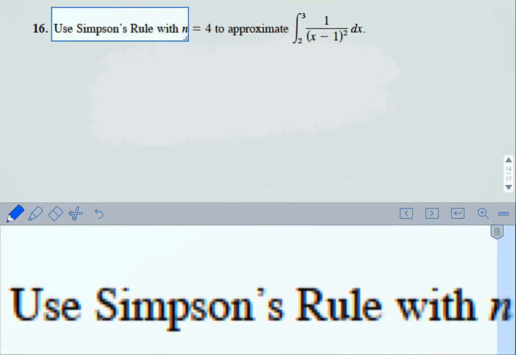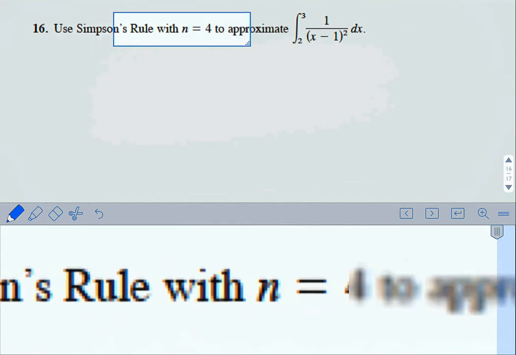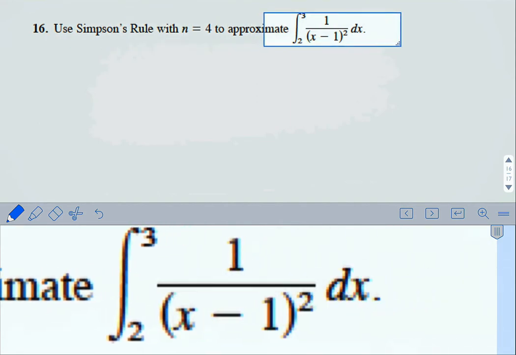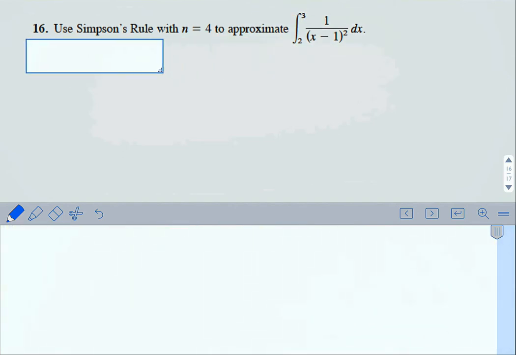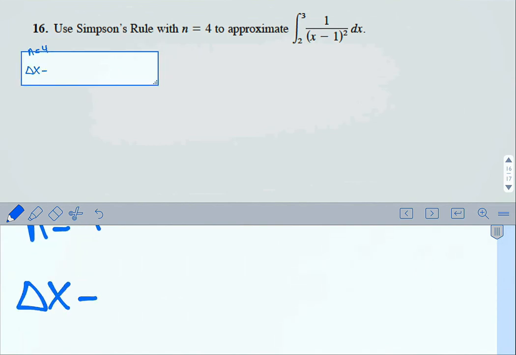In this example, we're going to use Simpson's rule. You also want to know how to do trapezoidal rule, but we're just going to show one example here. So n equals 4, and we're looking for the integral from 2 to 3 of 1 over (x minus 1) squared. So the first thing I like to do, n equals 4, we want to find delta x. And that's going to be (b minus a) over n, or 1/4.